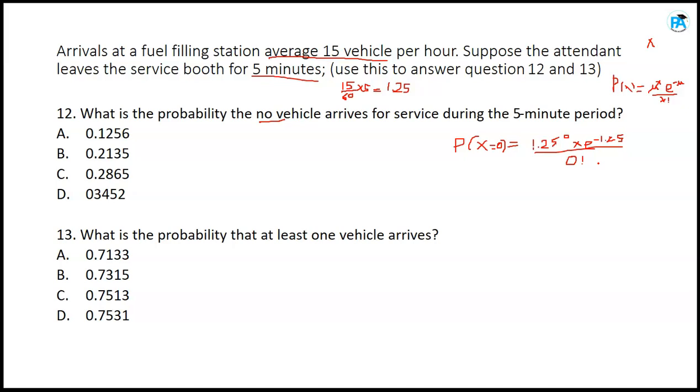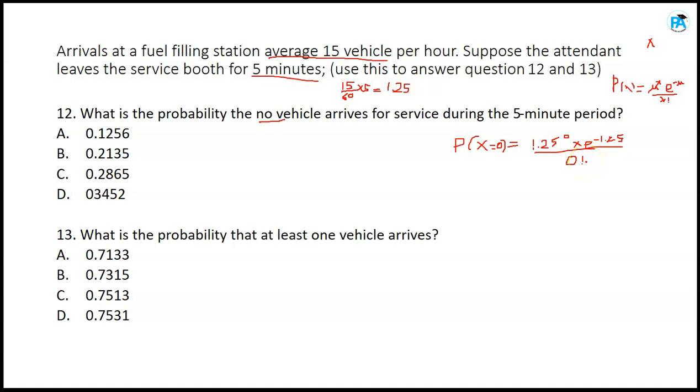Now to get the e, press shift. Look at where the oct is. Right under it, there's a key they've written log on it. And right under that one too, there's another key they've written ln, natural log. Press that key. You see an e, exponent something, then you put negative 1.25 there. Then you come down to the denominator and put 0.